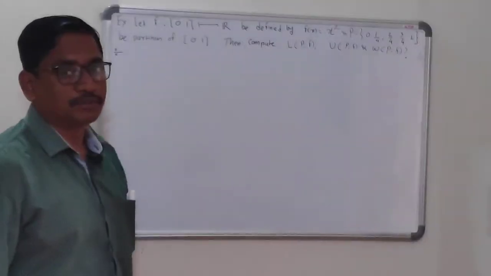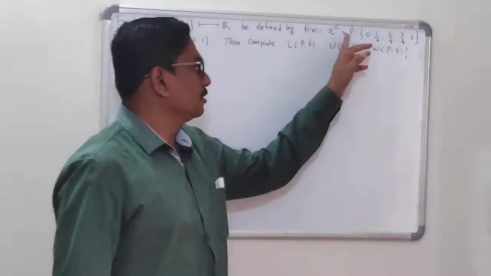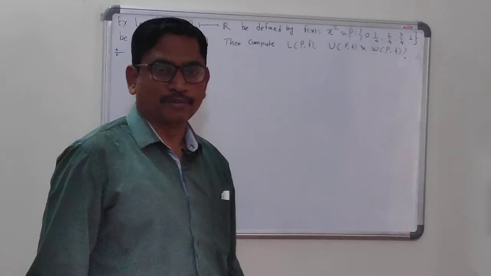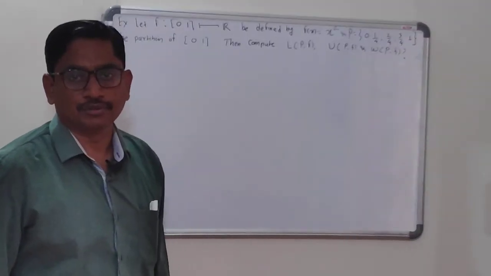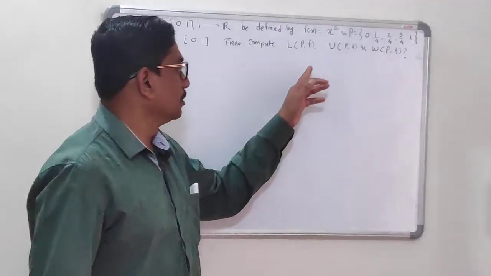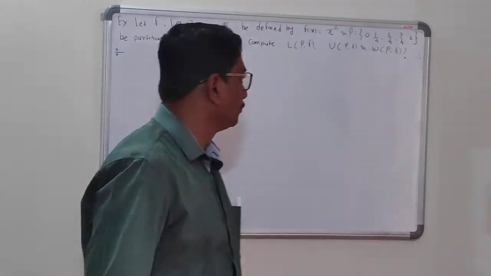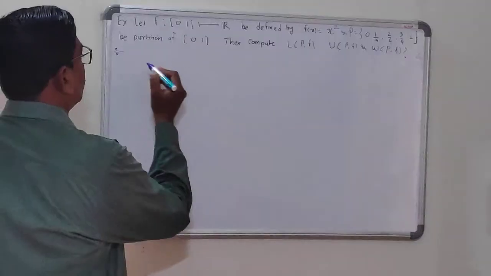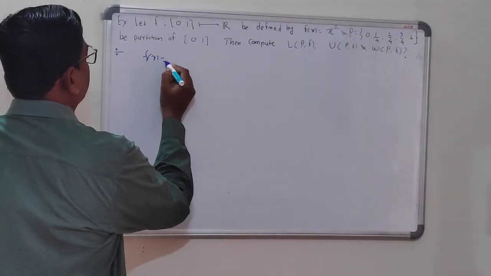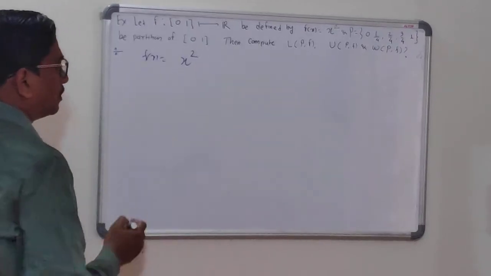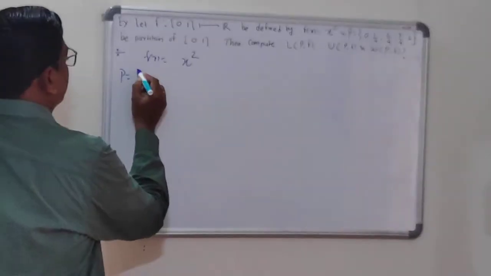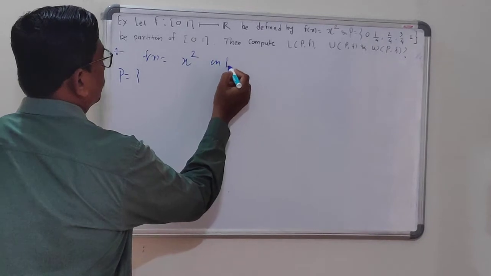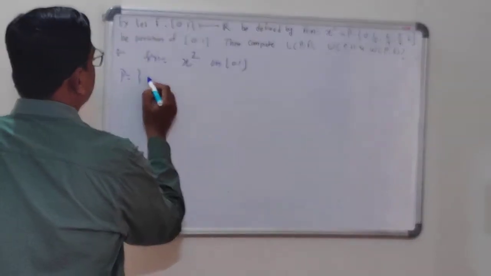on the closed unit interval, that is 0, 1, and this is the partition. The lower and upper sums completely depend on which partition you choose, not the function. So it is dependent on the partition. Your function is x square, defined on the closed interval 0, 1, and 0, 1 has this partition.